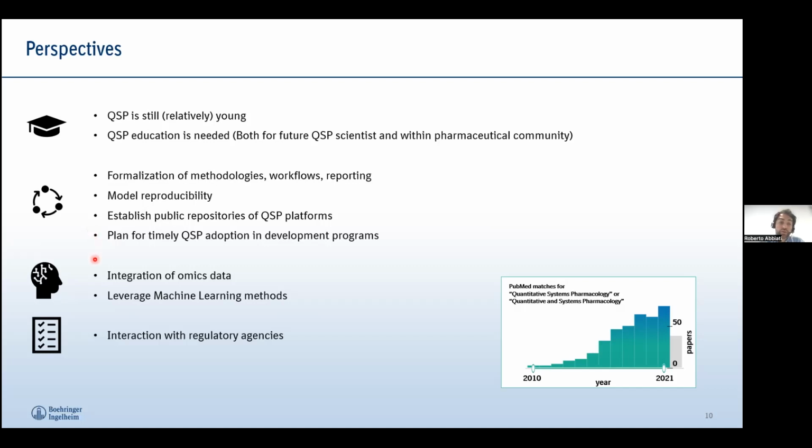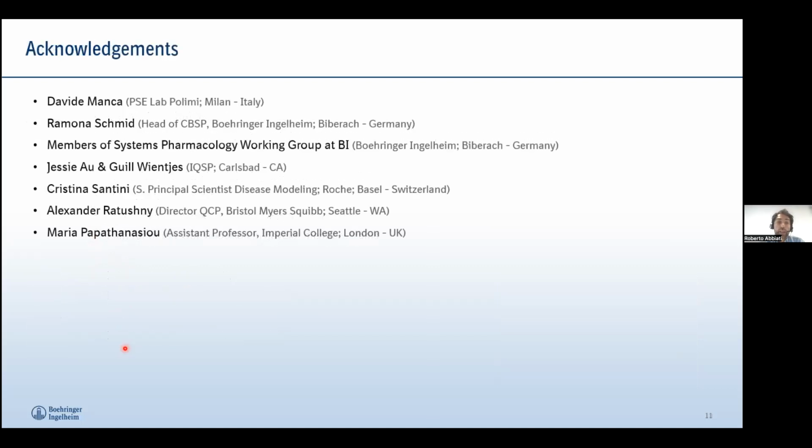Also develop new methods to integrate different types of data. There is a large amount of omics data becoming available. It's also important to leverage new techniques like machine learning into classic ordinary differential equation-based models, and also define better the interaction with regulatory agencies and their requirements. And with this, I'm closing.